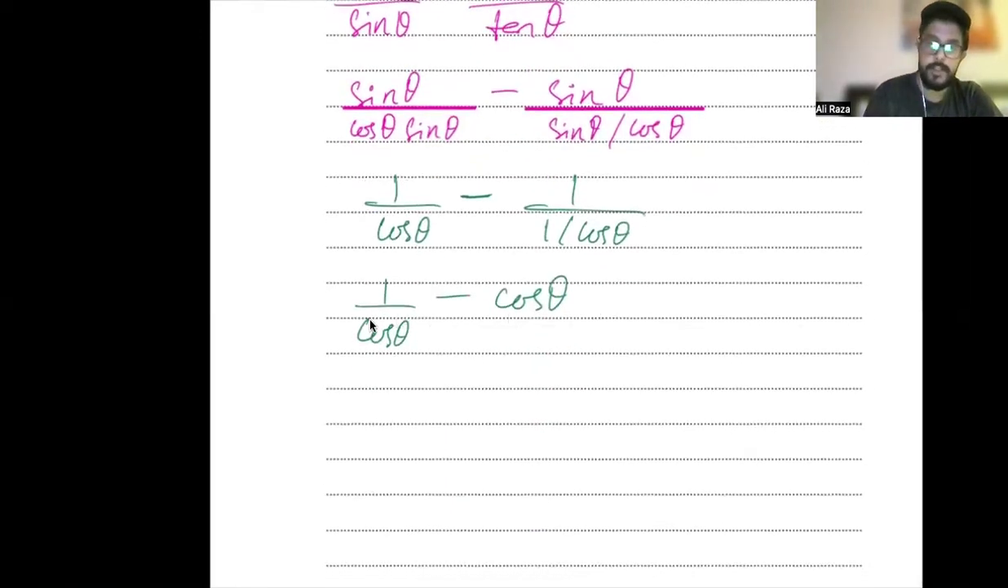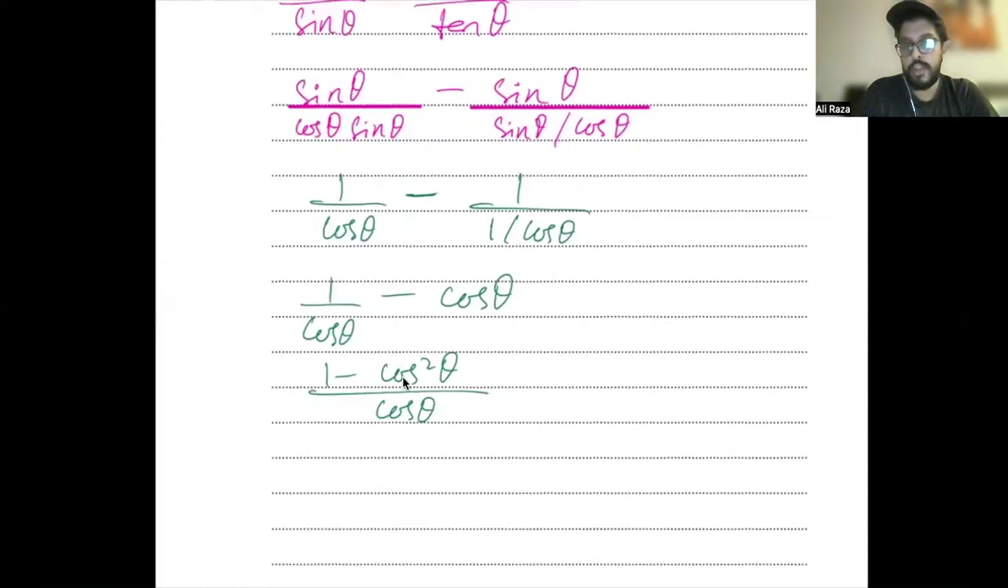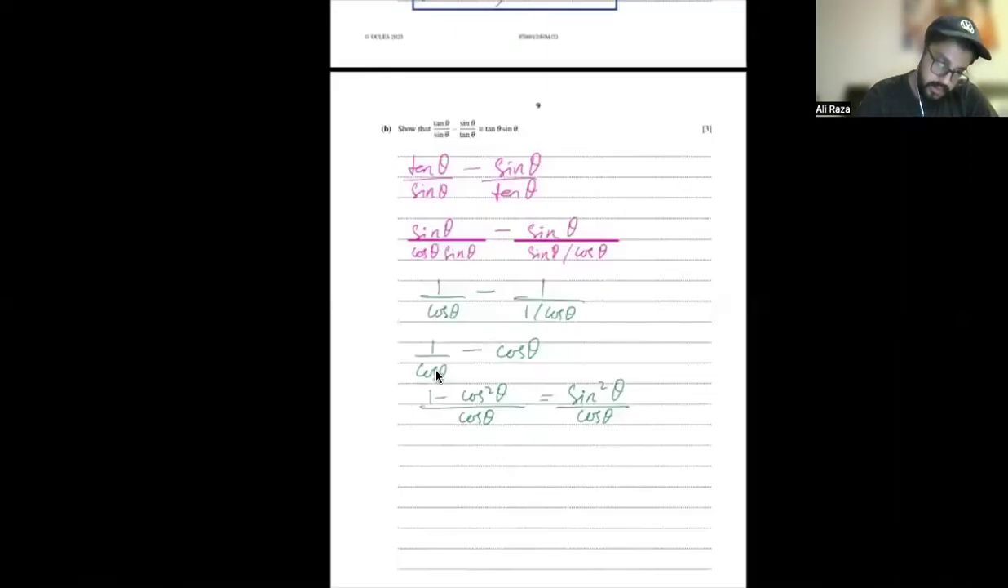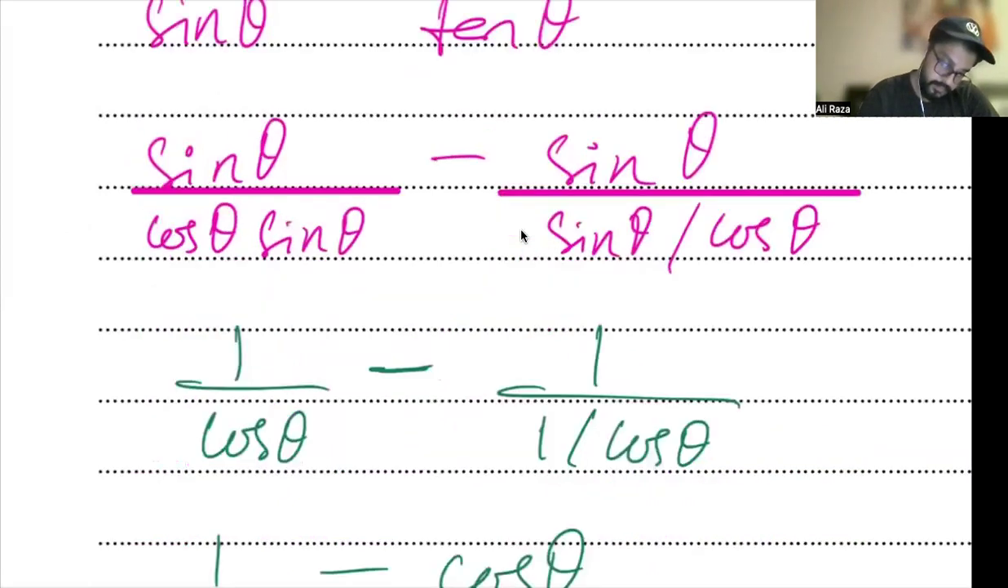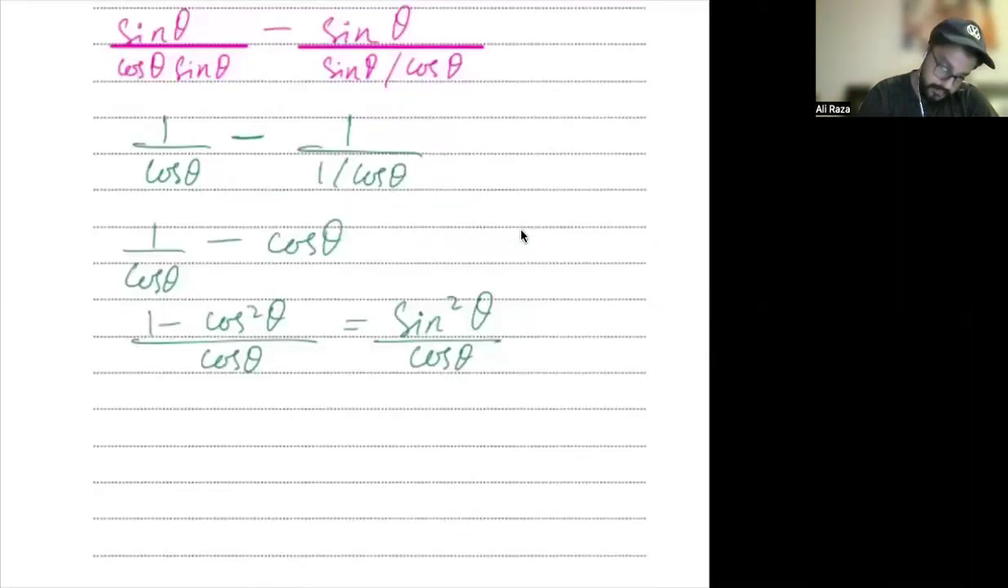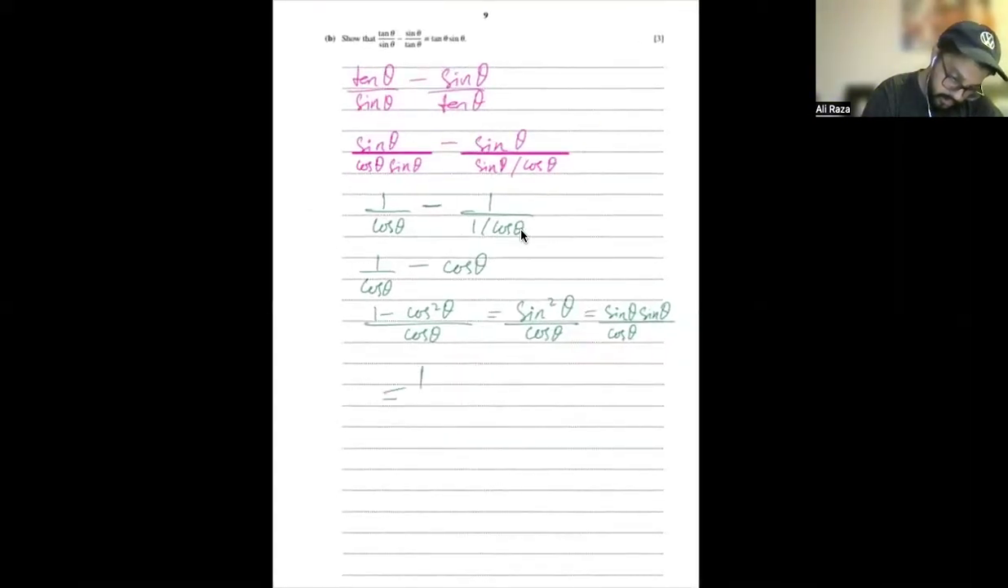Now when I take the LCM for these two, I'll get 1 minus cos square theta over cos theta. And 1 minus cos square theta can be expressed as sin square theta over cos theta. Now I need to prove that this is equal to tan theta and sin theta. So if I break the sine square into sine theta and sine theta, this can result in tan theta sine theta.